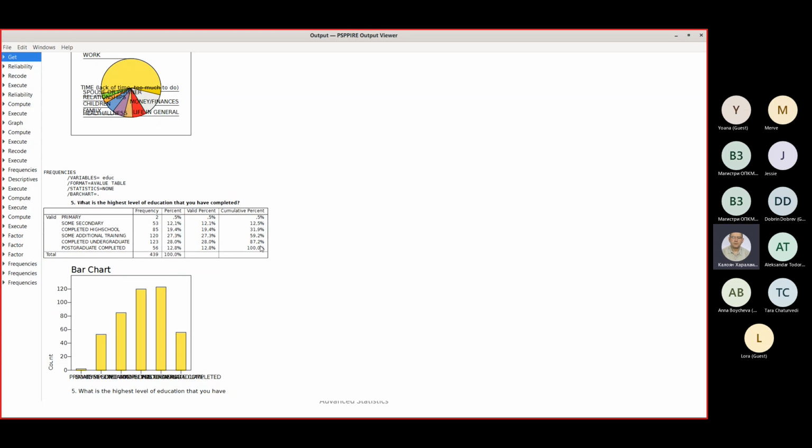So, for example, here we have 59%. The value on the corresponding row is some additional training. And here we could say that 59% of persons have education which is some additional training or less than some additional training, because this cumulative percent is the sum of valid percents.